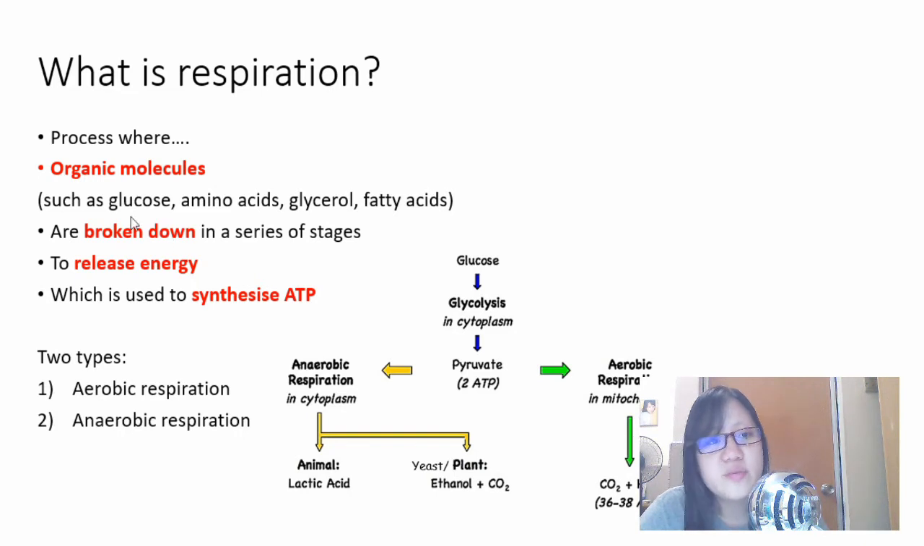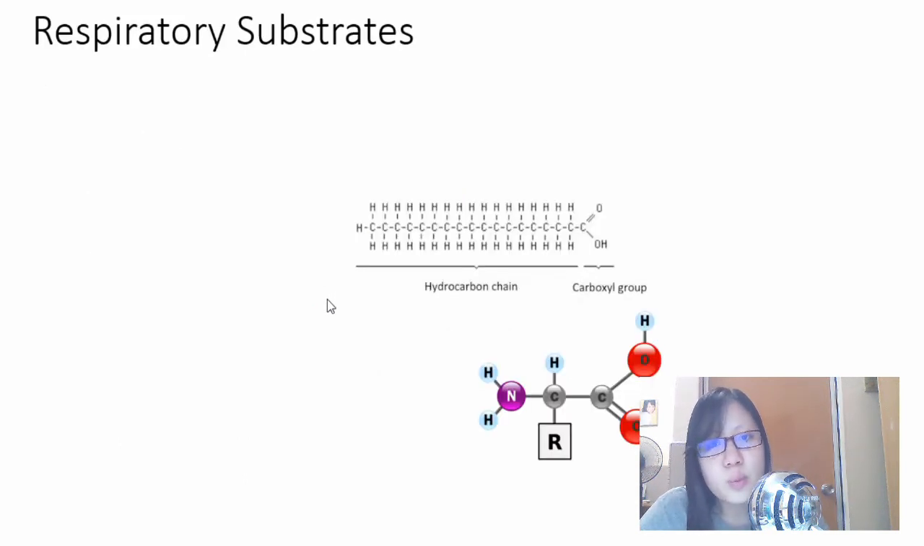But so far, we have been talking about glucose non-stop. Actually, there are other molecules like amino acids, glycerol and fatty acids that can be used in respiration as well and broken down to produce ATP. So let's start with what we know first. So we know that glucose is a respiratory substrate and is used in respiration.